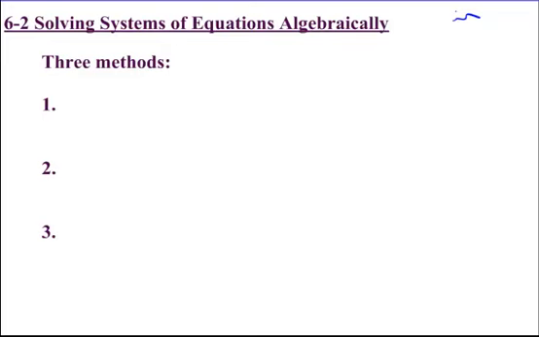In this chapter, we're going to find that we have three different ways to solve systems of equations. One of which we just did, it was graphing. The next one is going to be solving a system of equations algebraically. So, the first method we're going to do is called substitution.